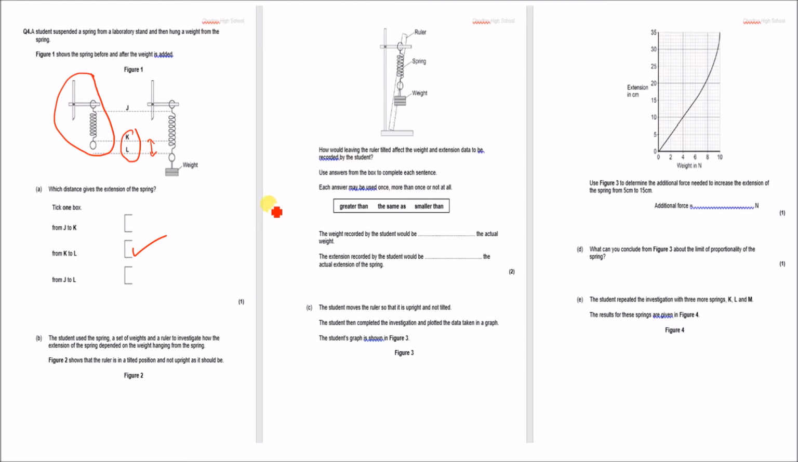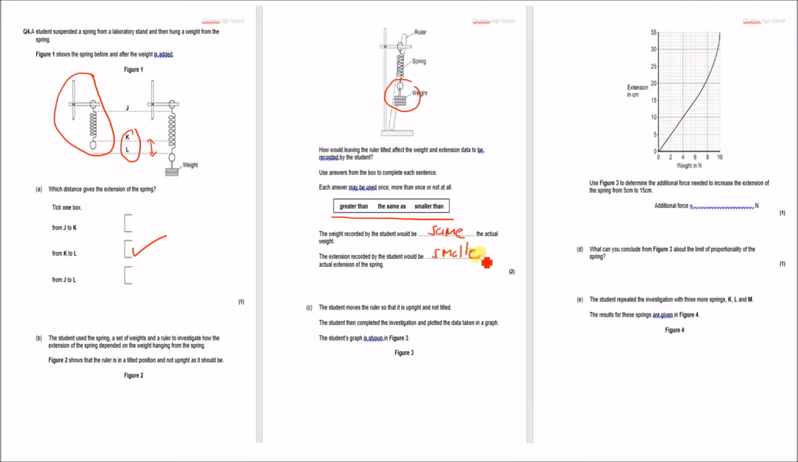The next question, it says, how would leaving the ruler tilted affect the weight and extension data to be recorded by the student? So we need to use these keywords and we're going to write them in here. The first one, the weight recorded by the student would be the actual weight. Well, tilting the ruler is not affecting the weight, so that is going to be the same. It's going to have no effect. The extension recorded by this student would be smaller.